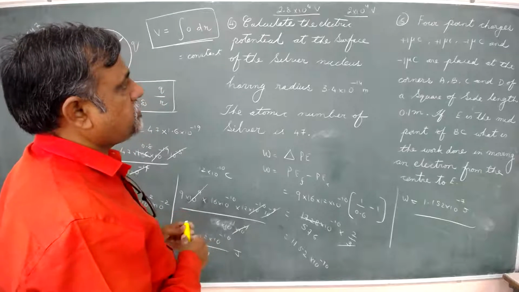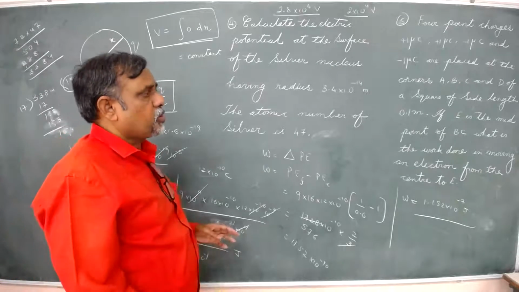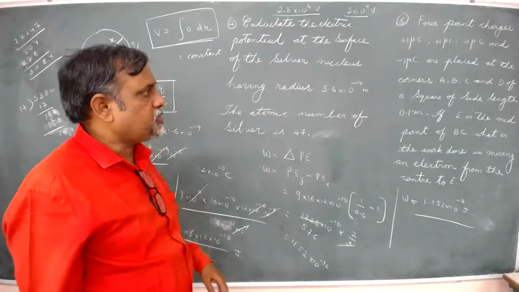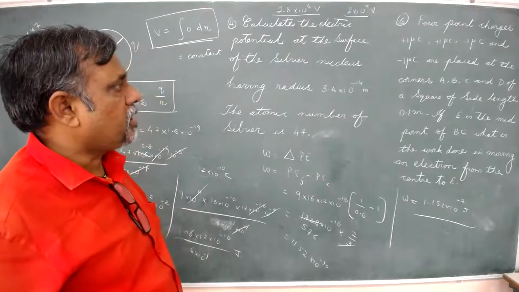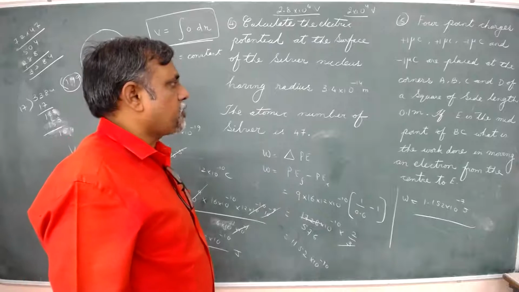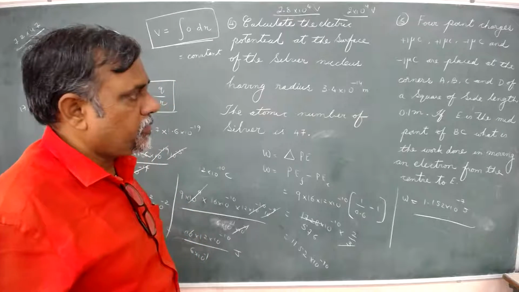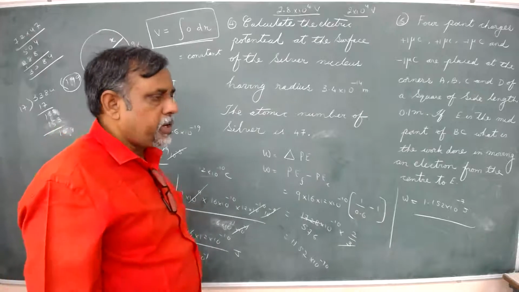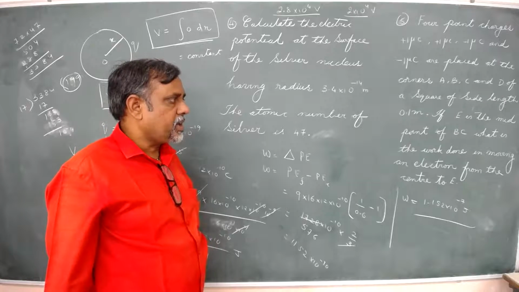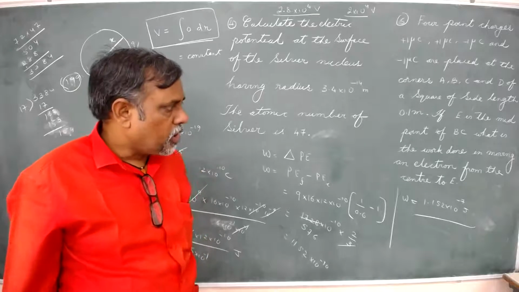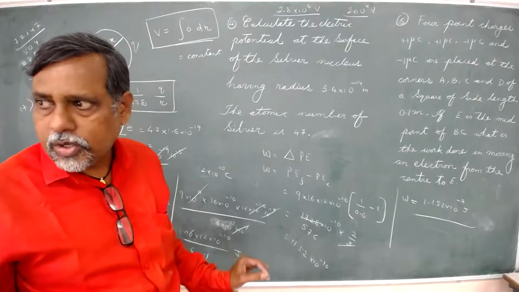4 point charges plus 1 microcoulomb, plus 1 microcoulomb, minus 1 microcoulomb, and minus 1 microcoulomb are placed in the coordinates A, B, C, and D of a square of side length 0.1 meter. If E is the midpoint of BC, what is the work done in moving an electron from the center to E?